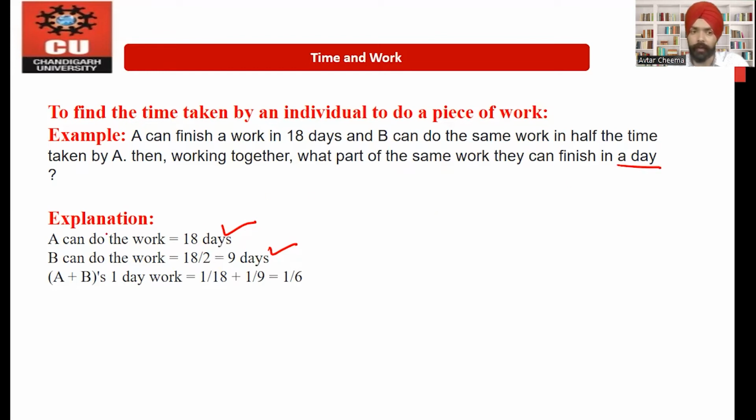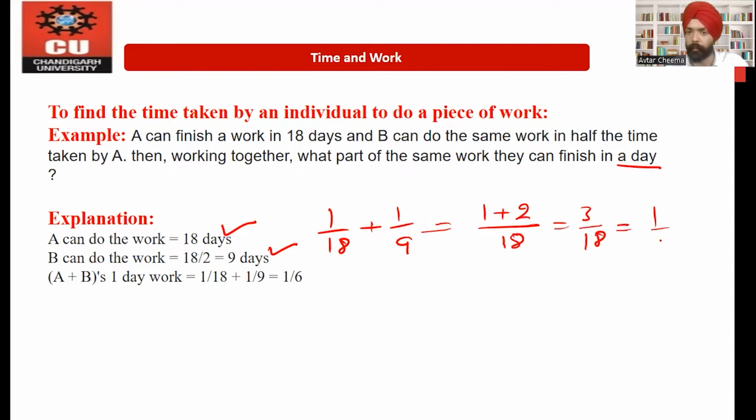So how much work can A finish in a single day? That is 1/18. How much work can B finish in one day? That is 1/9. Now, adding these two numbers, by taking the LCM, 18, we are getting 1 plus 2, that is 3/18, which is 1/6. In a single day, they can complete 1/6 of the total work.